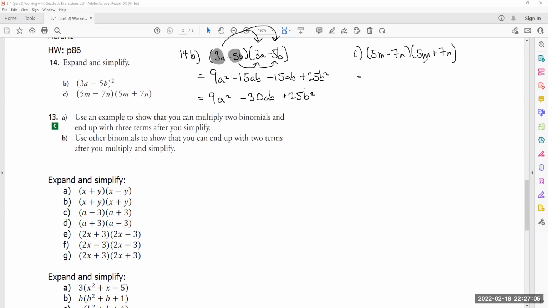I see that these two binomials are conjugates of each other. And so it's going to be a difference of squares. What does that mean? It means that this number is going to be 5m squared. This number is going to be 7n squared. And in between it is going to be a subtraction. It's going to be 25m squared minus 49n squared.